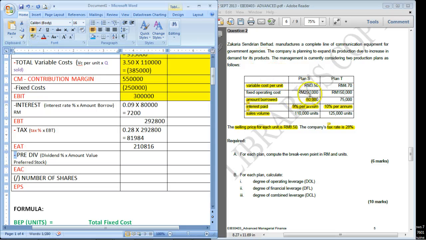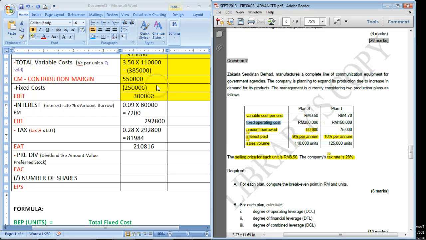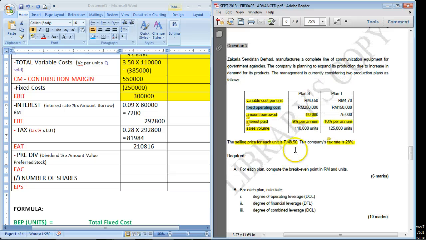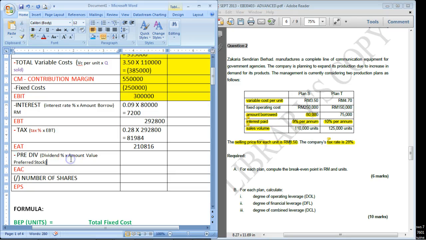Do you see any information on preferred dividend? This cost you have covered just now, you see, under fixed cost. Done. If you don't see any information on the dividend, or probably they give you dividend rate and amount value, then you need to calculate. But remember, this preferred dividend must be in RM. The question will give you in percentage. Unfortunately in this question, it didn't give you any information on preferred dividend. Perfect, very good class. 0, right? Because the question did not provide you any information on that.